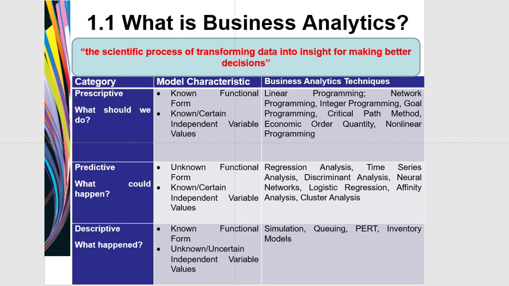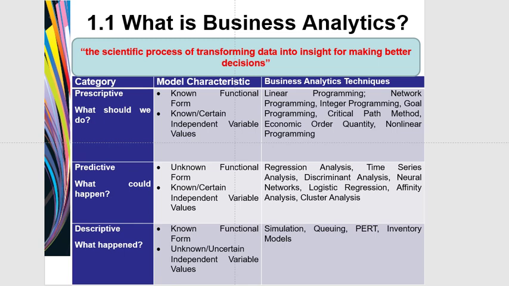But we also find what we call the third category of business analytics called descriptive analytics. And this asks the question, what happened? Descriptive and predictive both rely on historical data. Now, the model characteristic of descriptive analytics is that you should know the functional form of the relationship.